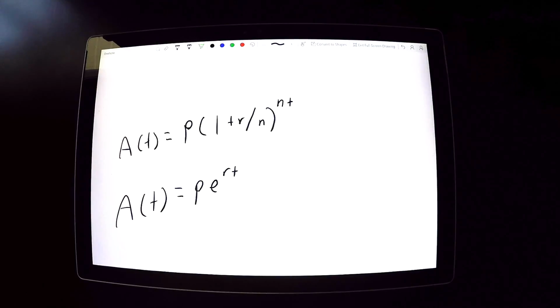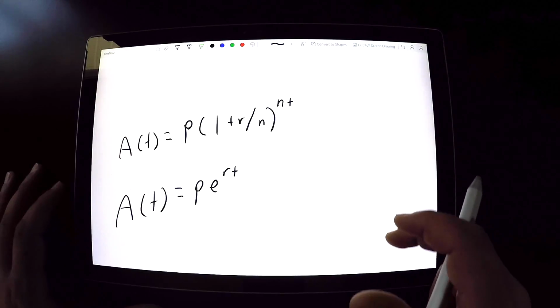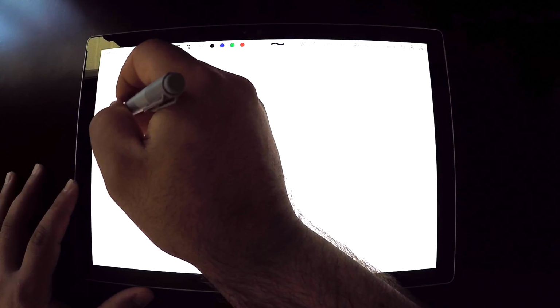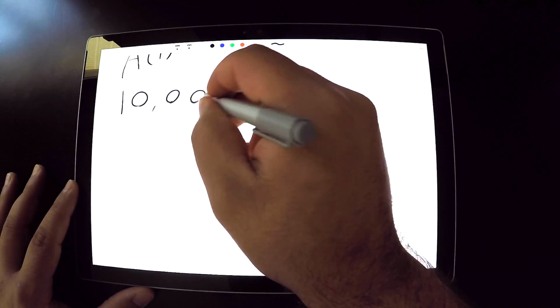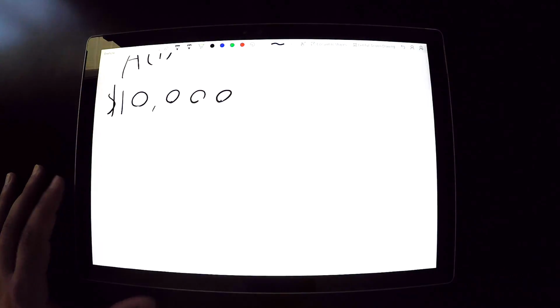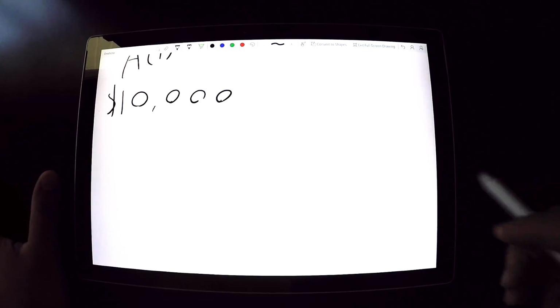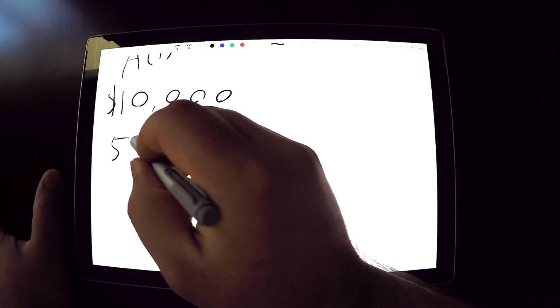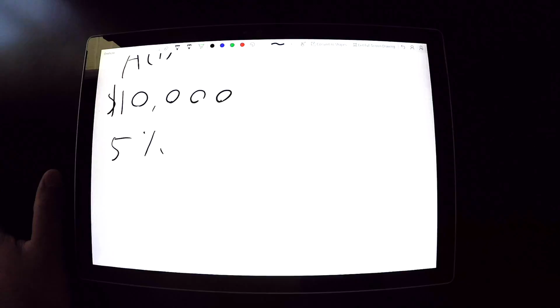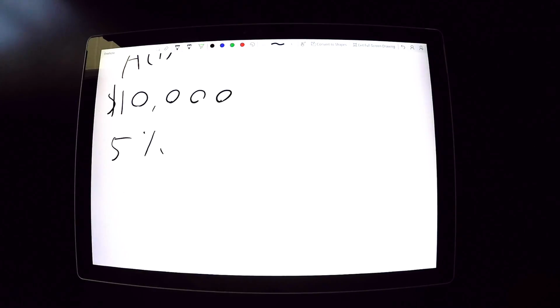So, if we're going to do an example, let's say you're going to invest $10,000 at an interest rate of 5%. How much money will you have at the end of 20 years if the interest is compounded annually?